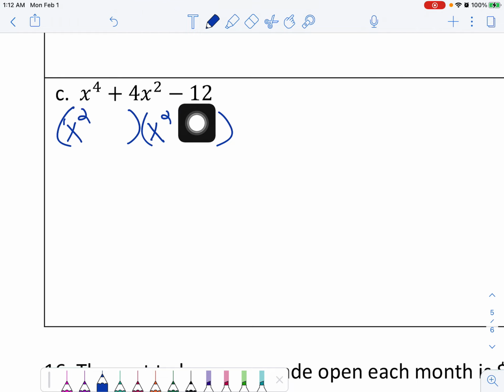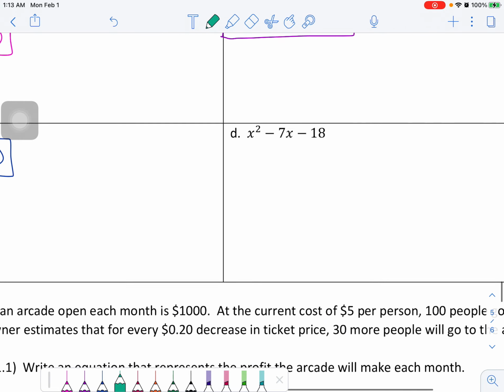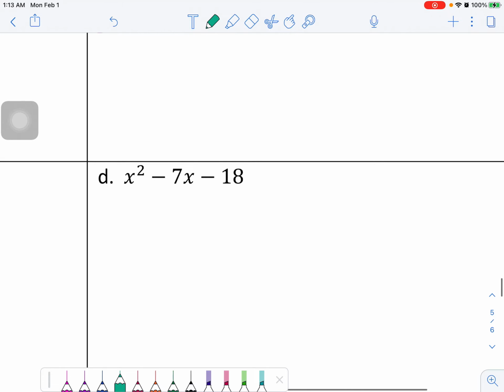So let's see, what multiplies to -12 and adds up to +4? How about a +6 and a -2? So 6 minus 2 is 4, 6 times -2 is -12. Neither of these two terms can be factored further, so I'm going to go ahead and leave it as it is. So that's part C.